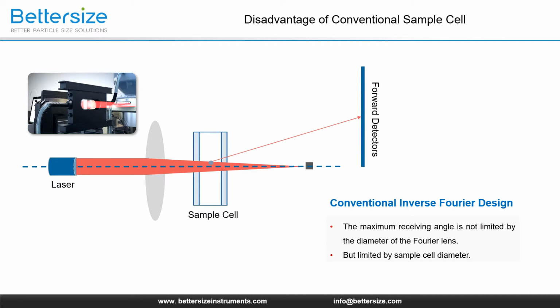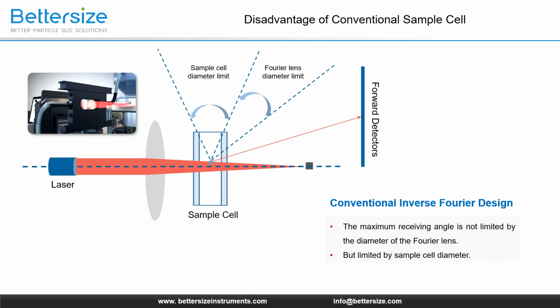In addition to talking about the combination technology, I would like to talk about another unique design of the Bettersizer 2600, which is the tilted sample cell design. As we know, the effective receiving angle for scattered light has a critical impact on the measuring range of the instrument. Generally speaking, this receiving angle of an analyzer has two limitations. One is the Fourier lens diameter limitation. The smaller the lens, the less scattered light can be converged by the Fourier lens. But the inverse Fourier design does not have this problem, since it doesn't need to focus the forward scattered light in this optical setup. However, another limitation, the diameter of the sample cell, indeed exists.